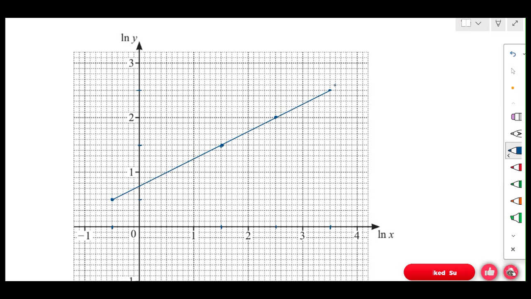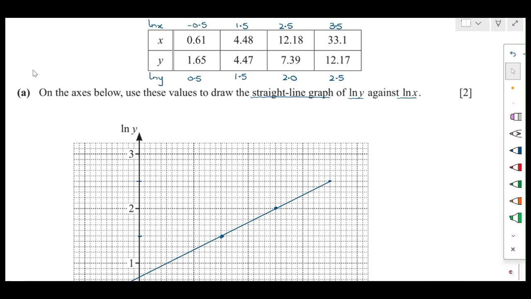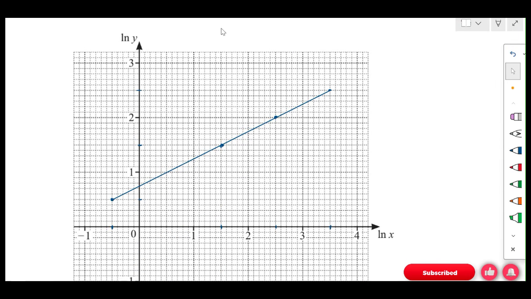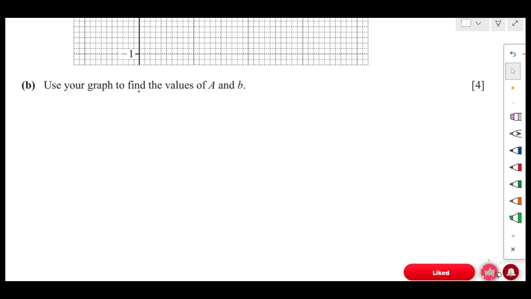Now you can see this is a straight line graph. We just need to plot the straight line graph of ln y against ln x. Now for part B, use your graph to find the values of a and b.